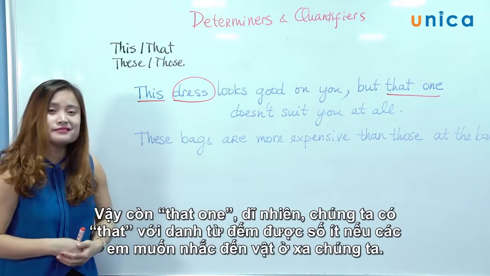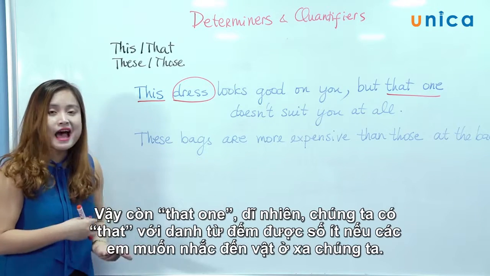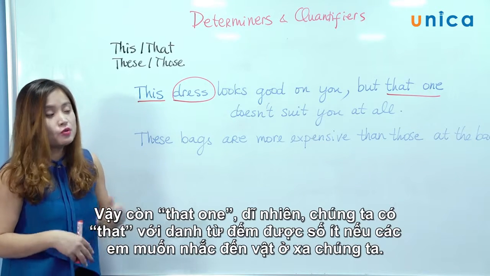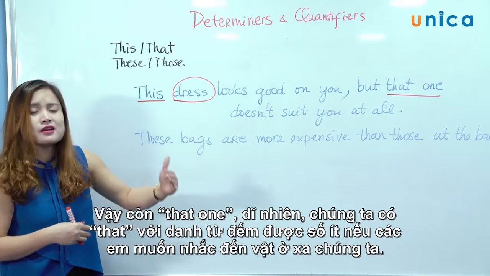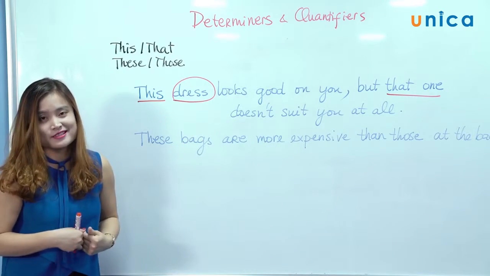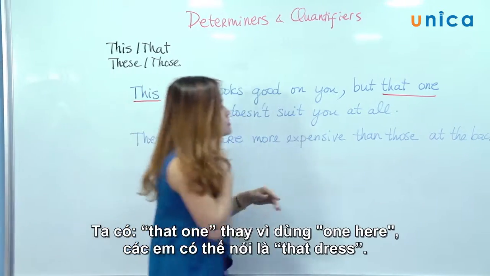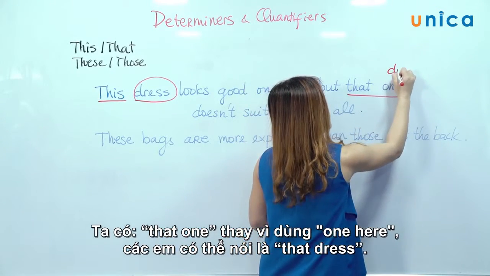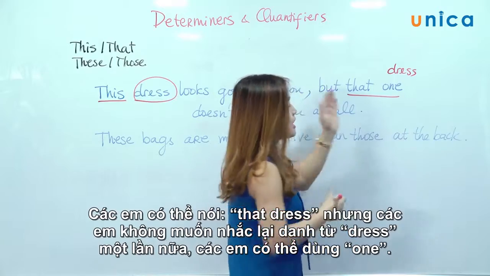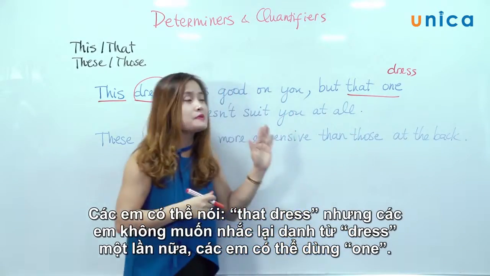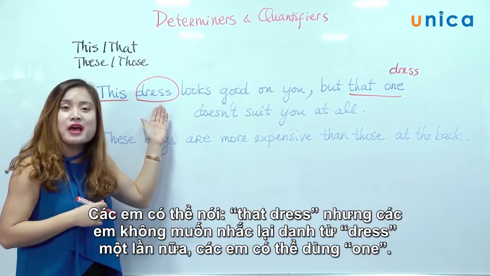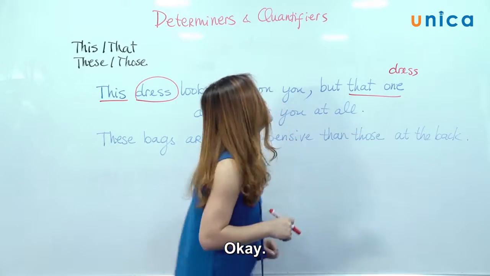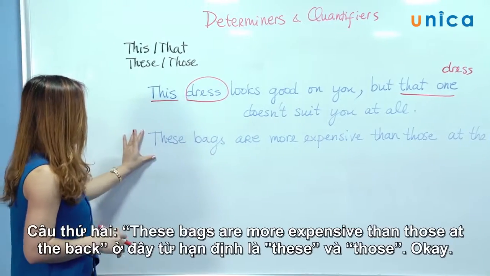How about that one? We use that with a singular countable noun if you want to mention something which is far from us. So we have that one. Instead of using one here, you can say that dress. You normally say that dress, but here you don't want to repeat the noun dress again, so you can use one. Good job.